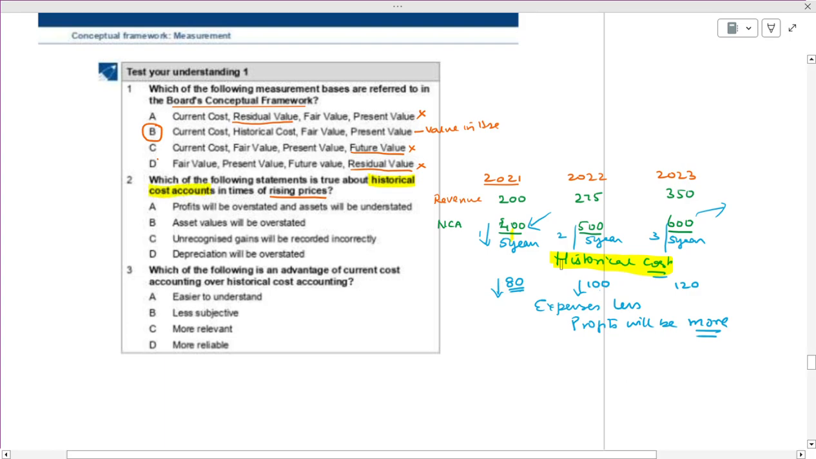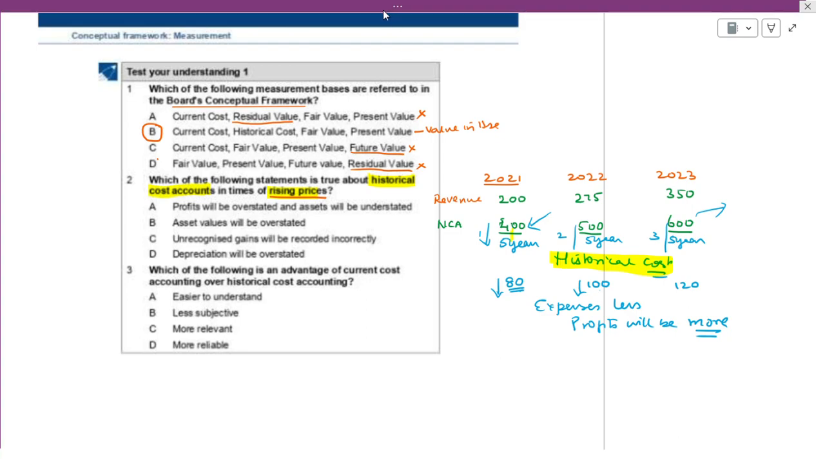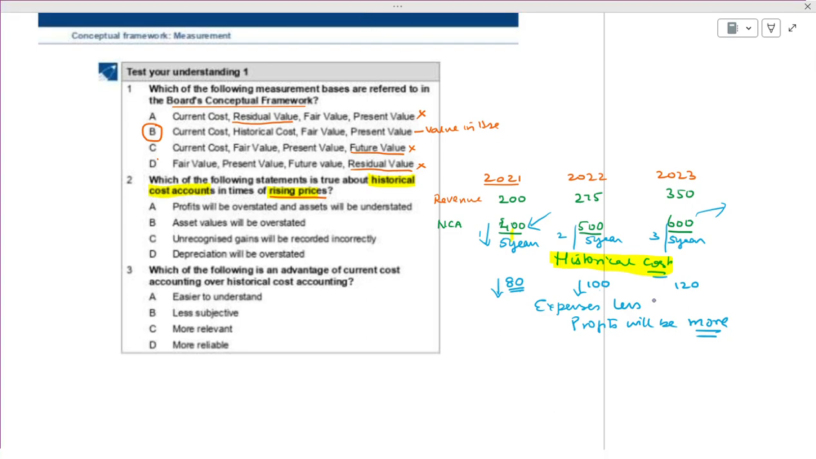In historical cost accounting, what is the most in times of rising prices? In times of rising prices, we are showing less expenses. If the expenses are less, it means profits are more, or profits are overstated.